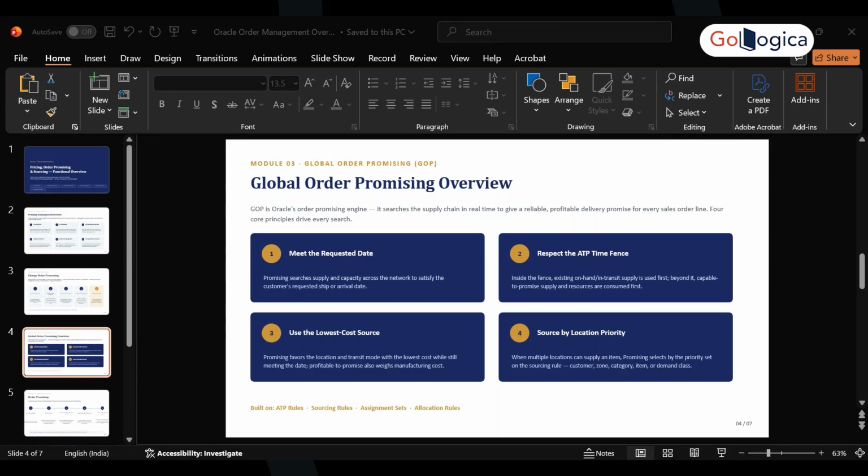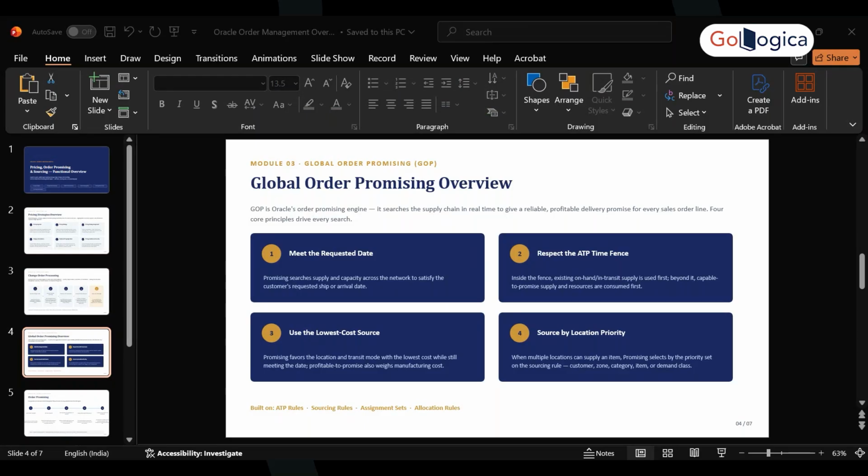The next principle is: respect the ATP time fence. The ATP time fence defines how Oracle should evaluate supply during different time periods. Within the ATP time fence, Oracle relies mainly on existing confirmed supply, such as on-hand inventory, reserved inventory, and goods already in transit. Because these supplies already exist, they provide a high level of certainty.